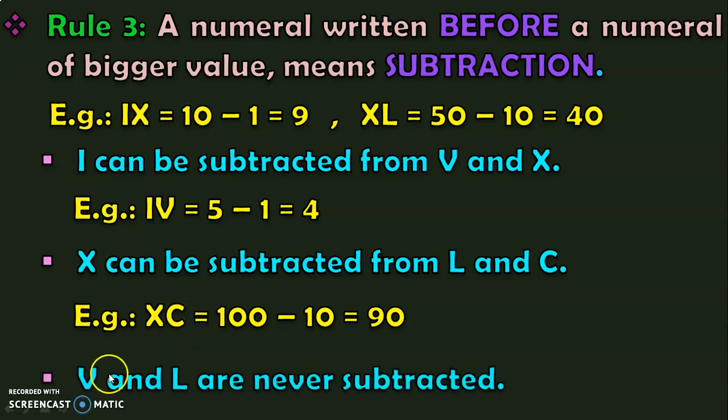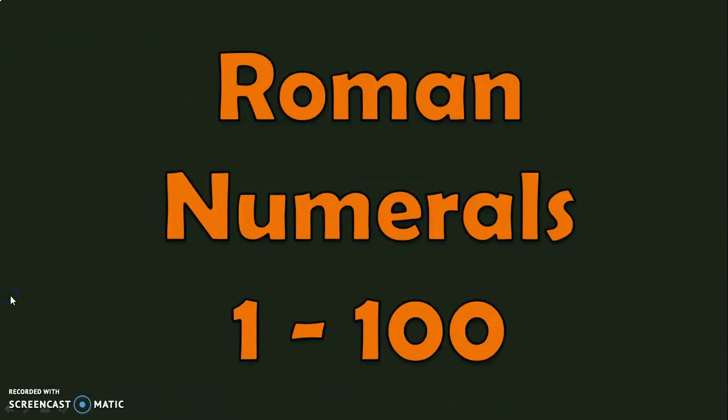You will have to remember this, that V and L, which is nothing but 5 and 50, are never subtracted. Please remember this rule. Now that we have learned the rules, let us see how to write the Roman numerals from 1 to 100. As we have already learned to write the Roman numerals from 1 to 40 in class 4, let us quickly do that now.